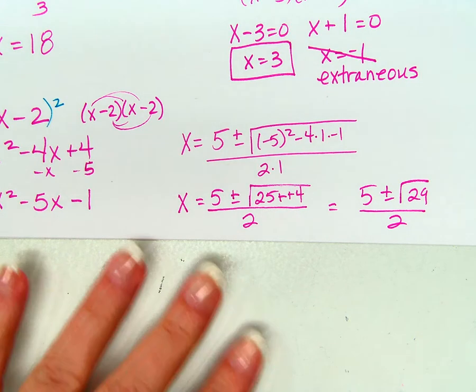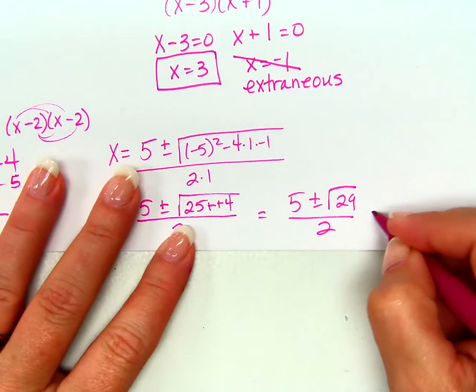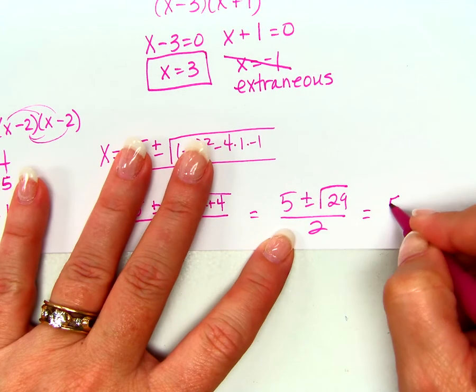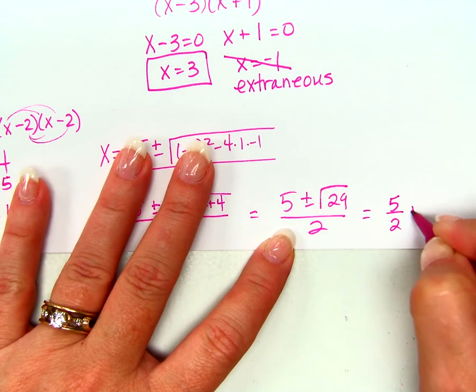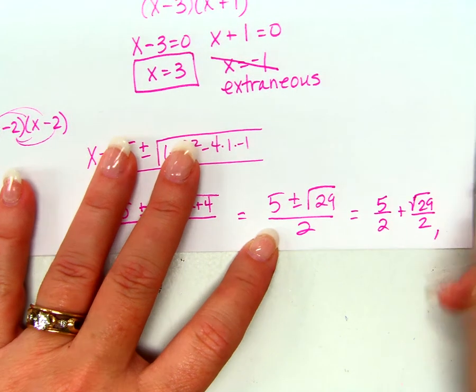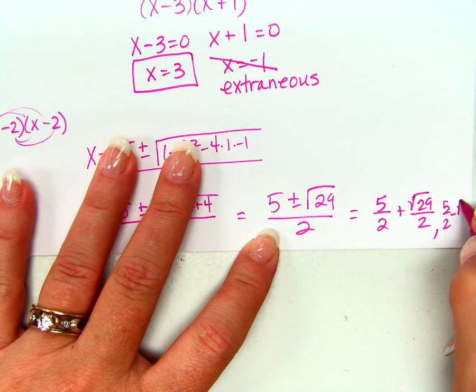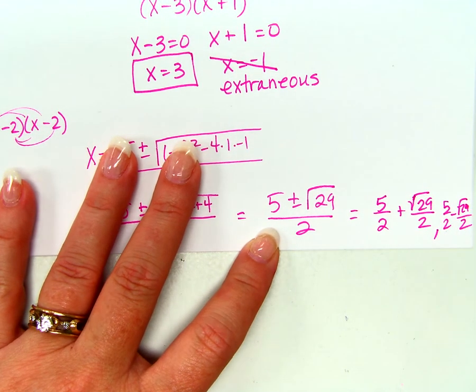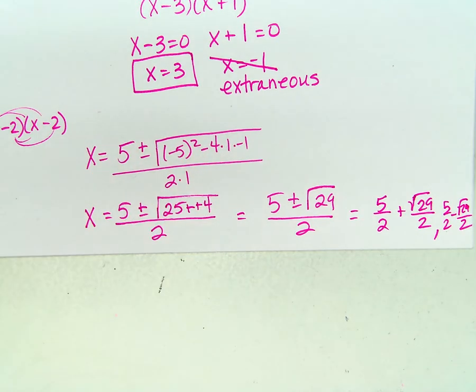And I think, if I'm not mistaken, what your computer program would want is this. And then 5 over 2 minus the square root of 29 over 2, right? Is that what it makes you do? Okay. Oh, it does? Okay, okay. Thank you for letting me know that.